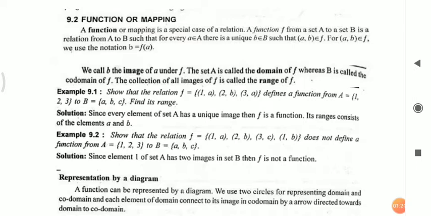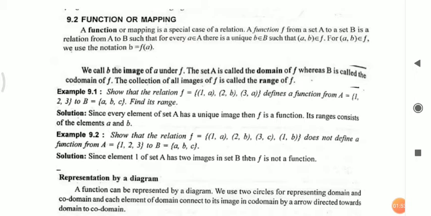Now the first example is given, that is 9.1. It says that f is {(1,a), (2,b), (3,a)}. So that means 1 has image a, 2 has image b and 3 has image a. So we are saying if the domain is {1, 2, 3} and the range is {a, b, c}, then every element of set A has a unique image in set B, so we are saying that this is a function.